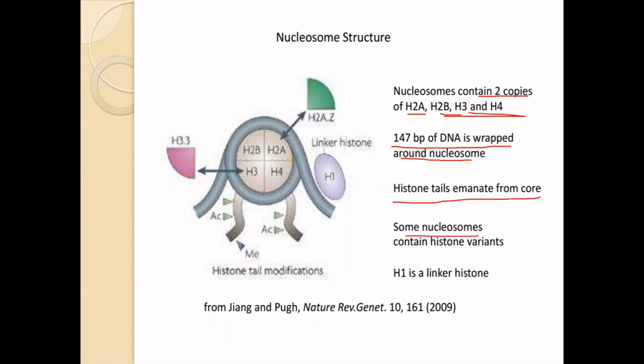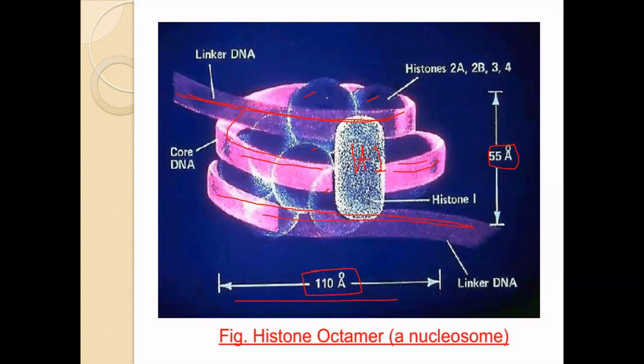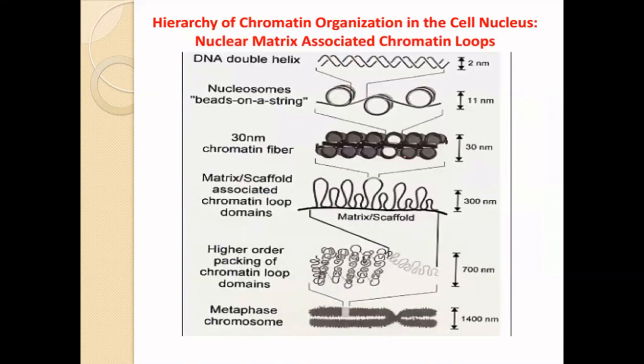Some nucleosomes contain histone variants. Various variants are available, but also H1 is the linker histone. H1 is not present within the octamer structure. It is actually the linker histone. So this is the hierarchy model of the DNA structure, or the nucleoid structure.